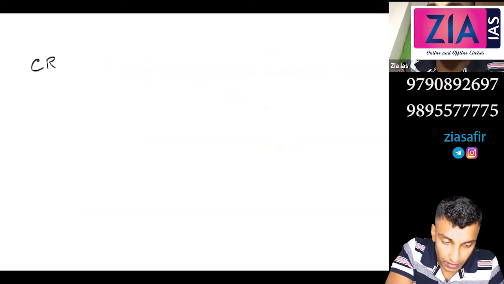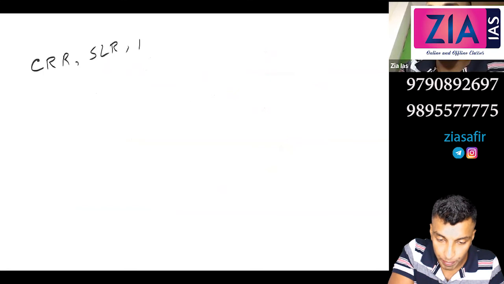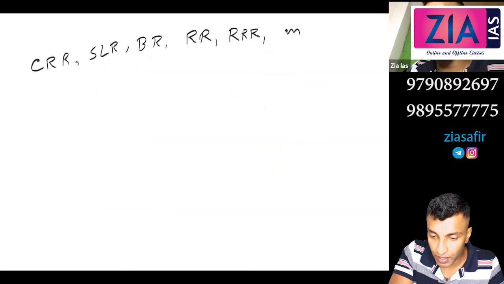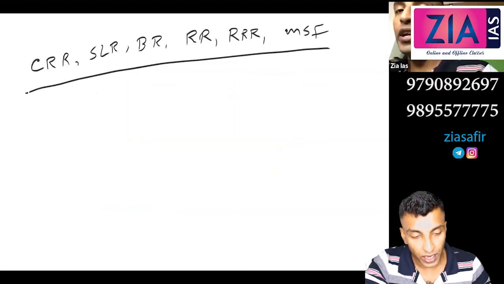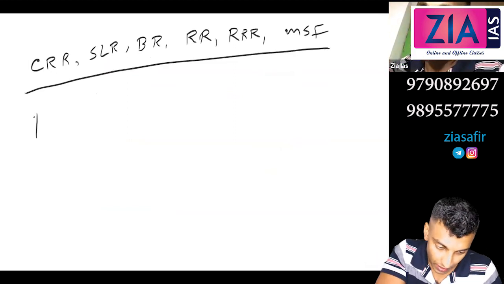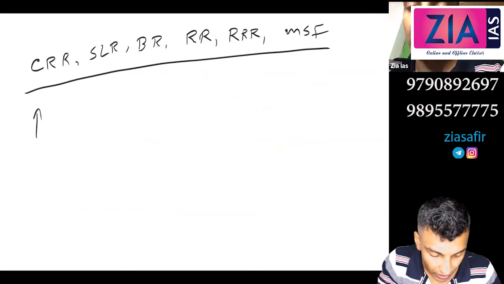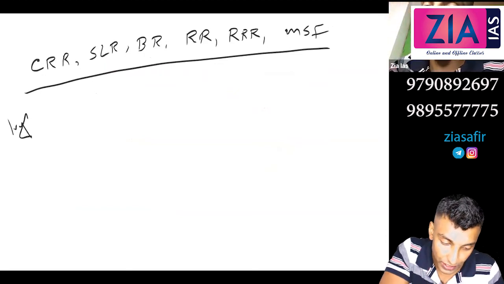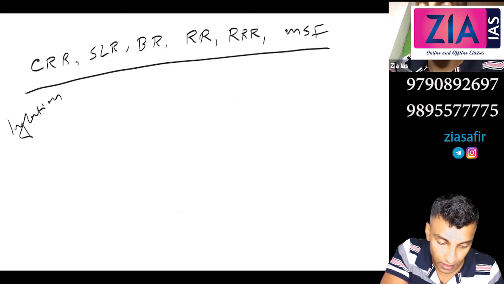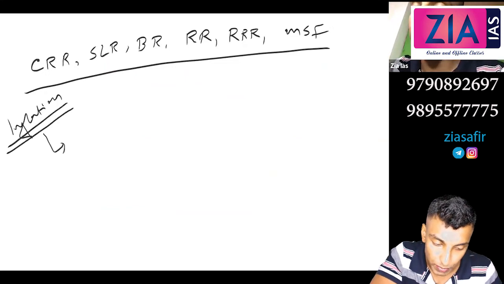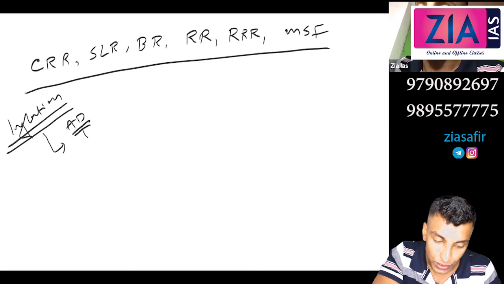Okay, next is market stabilization scheme. Seventh one, no? So we talked about CRR, SLR, bank rate, repo rate, reverse repo rate, MSF. Now let me ask you, let's first talk about decreasing money supply. For example, there is inflation, and you need to control it. Inflation is caused because of demand. So to reduce demand, you need to reduce money supply.